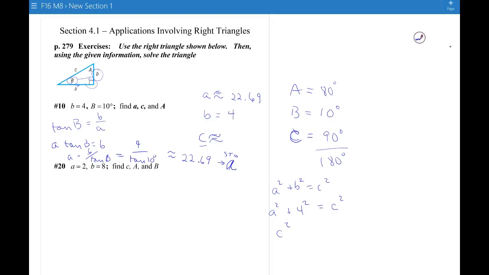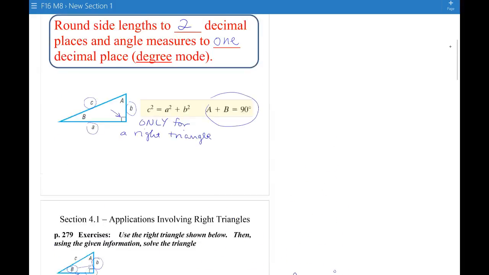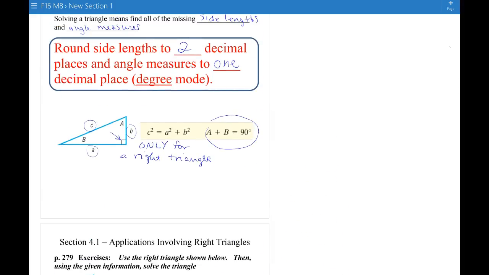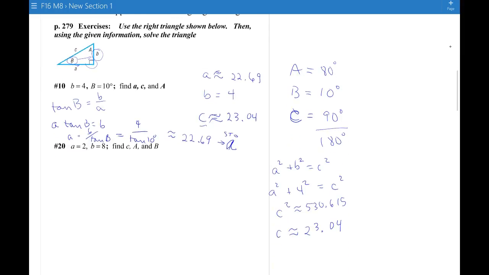And I'm getting that c squared is approximately 530.615. So c is going to be approximately the square root of that, or 23.04. So c is about 23.04. Let's go back and double check. Round side lengths to 2 decimal places.